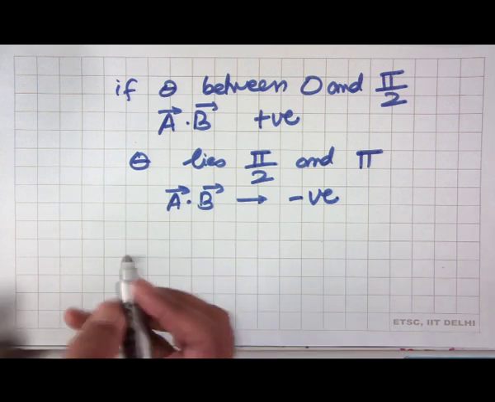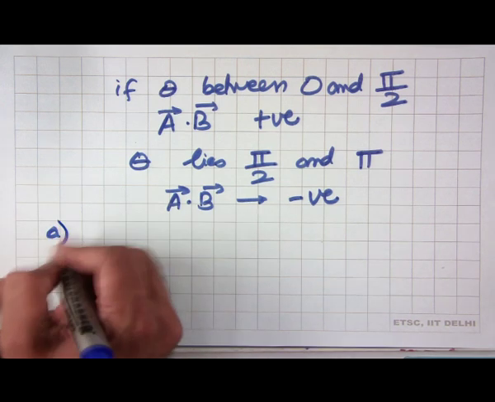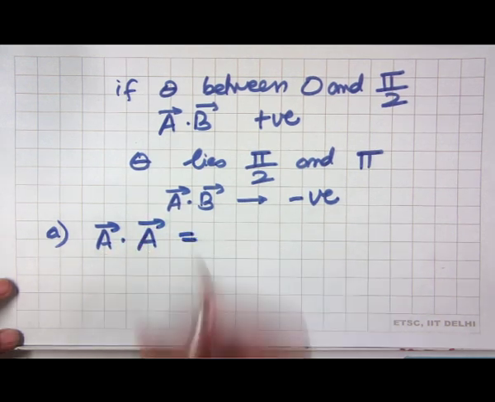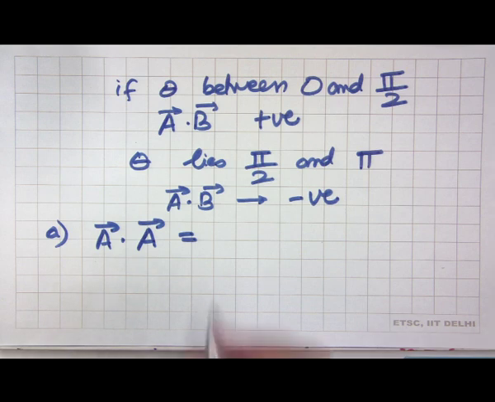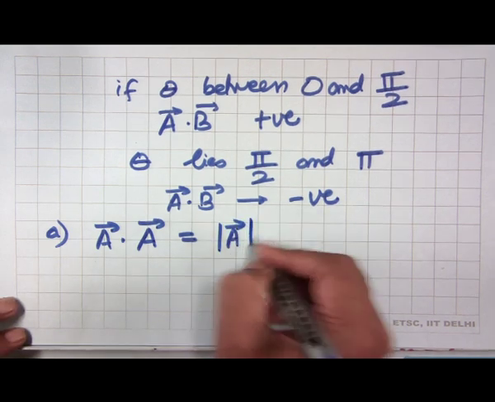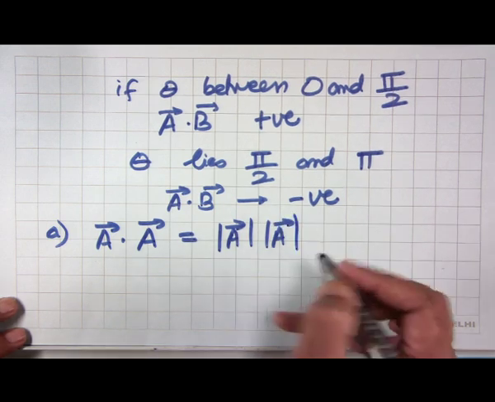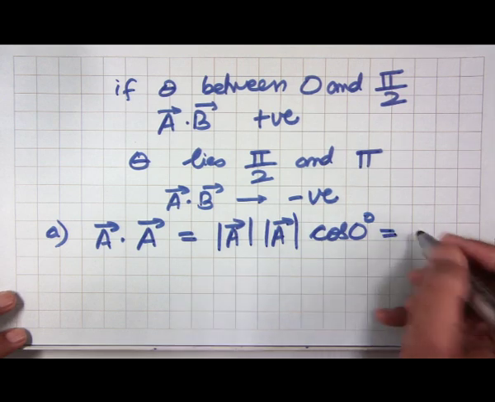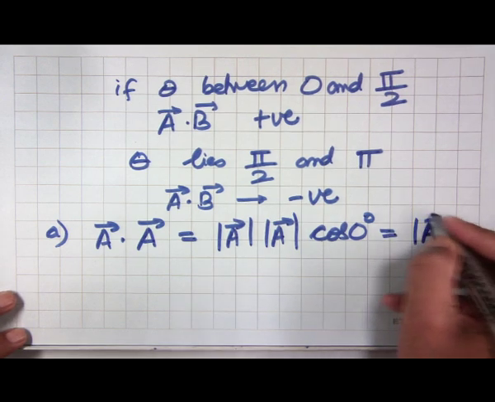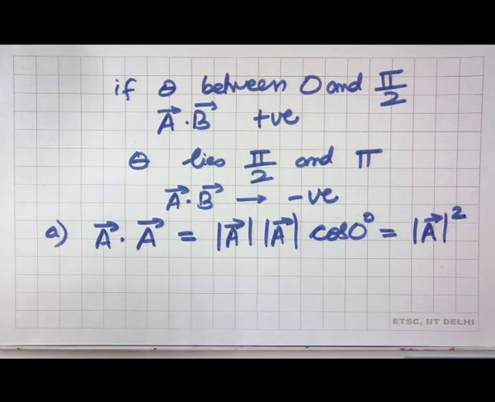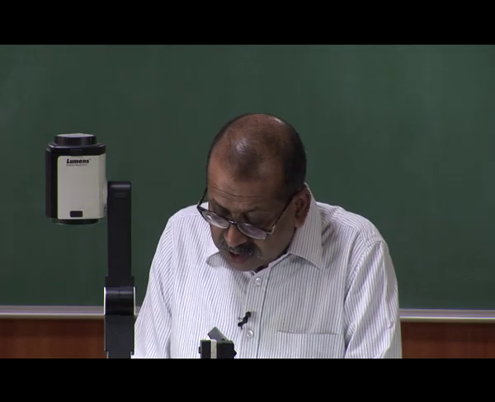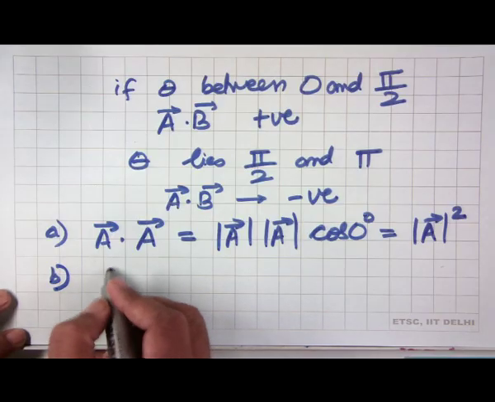Now, some other things which we look at: if we look at the dot product of a vector with itself, A dotted with A, this will be nothing but magnitude of A times magnitude of A times cosine of 0 degrees. So this will be nothing but magnitude of A square, or the square of the magnitude of the vector is the dot product of the vector with itself.